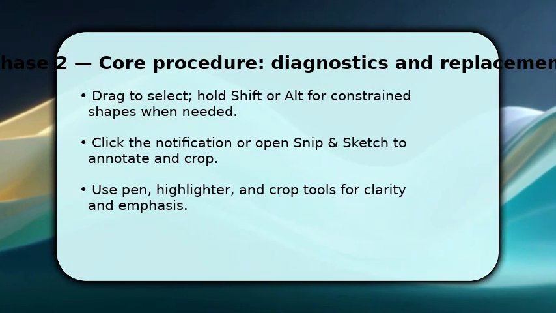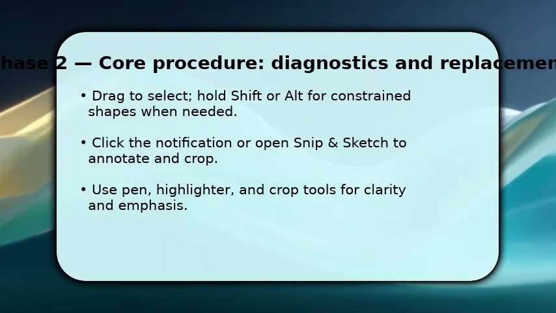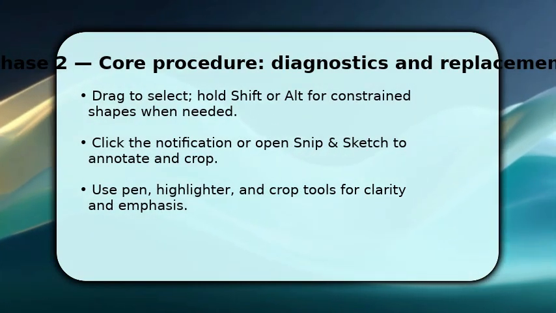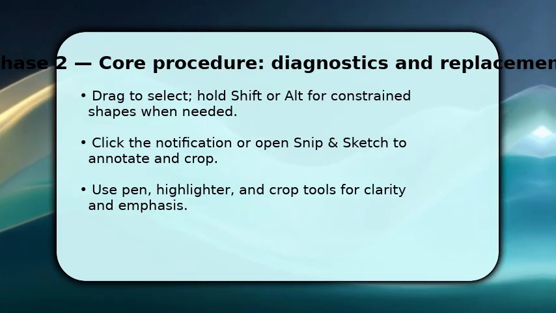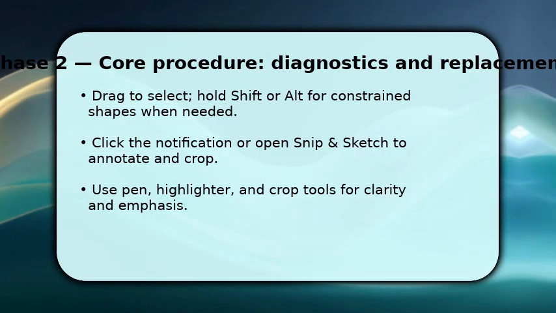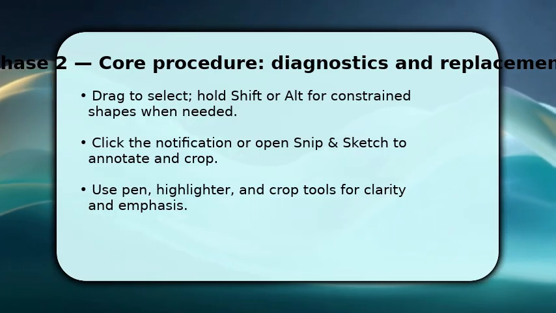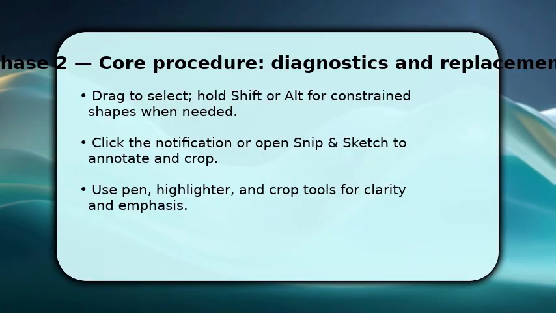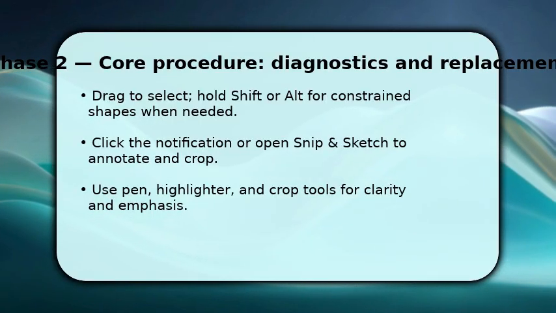After you select the area, your capture lands on the clipboard and shows a notification. Click that notification to open Snip and Sketch for editing. Once there, use the pen to mark important details, the highlighter to emphasize, and the crop tool to tighten composition. These edits make your screenshot communicative.